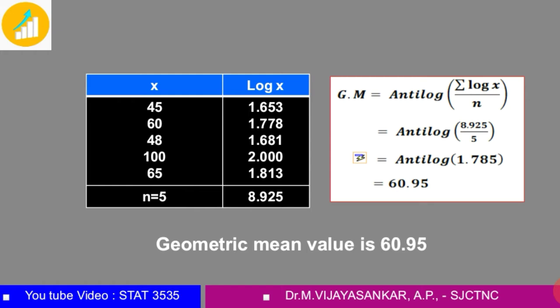After getting 1.785, we should take the antilog. Using the calculator, we take the antilog of 1.785. We get 60.95. This is our answer. 60.95 is our answer.